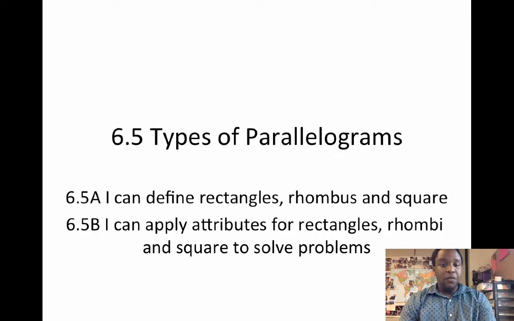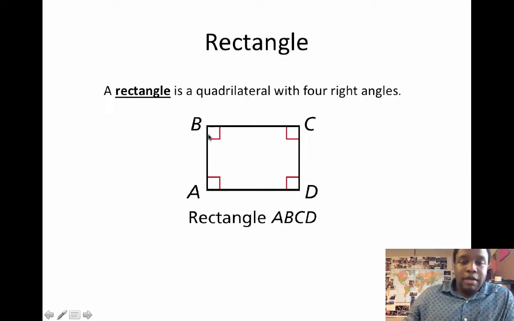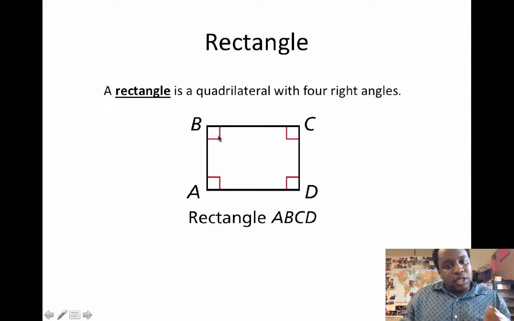And in 6.5, we're going to be defining rectangles, rhombi, and squares, and then we are going to apply attributes of rectangles, rhombi, and squares to solve problems. So a rectangle is a quadrilateral with 4 right angles. So there's 1, 2, 3, 4. It's also a parallelogram, but the distinct definition is that there are 4 right angles. Okay, so this is rectangle ABCD.